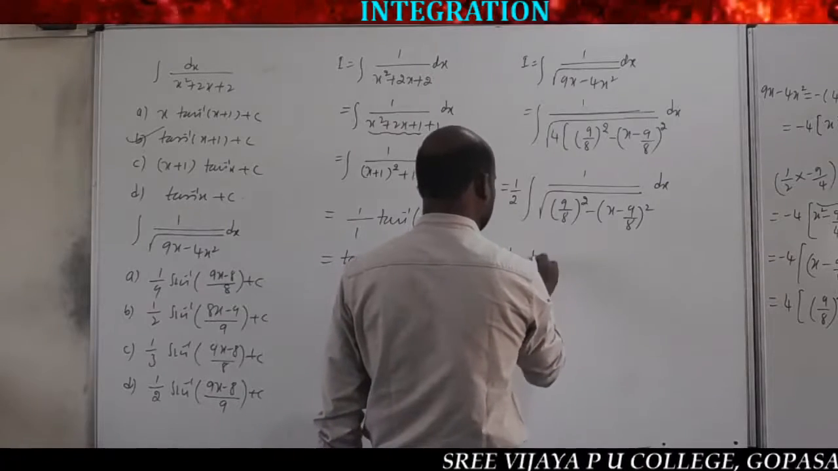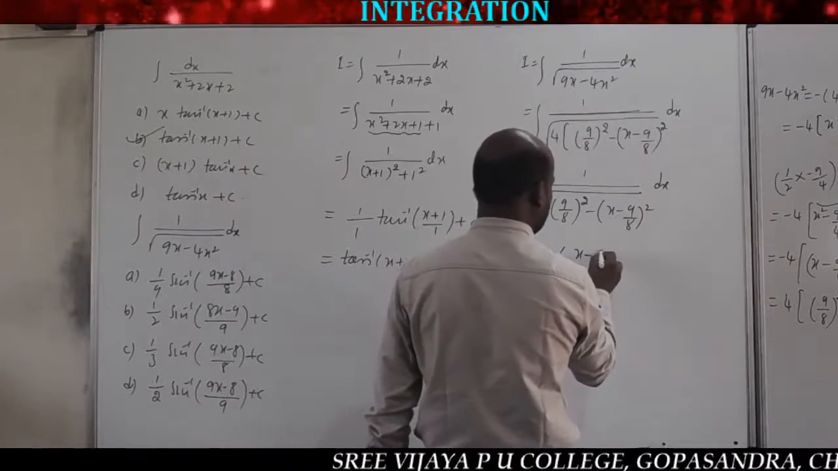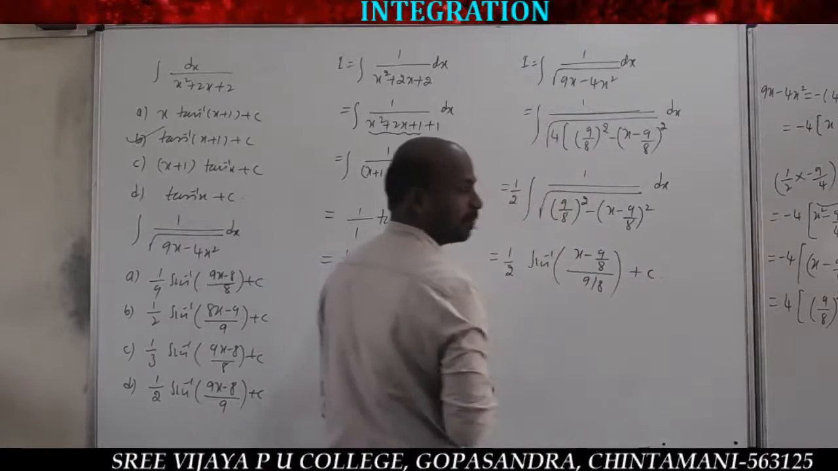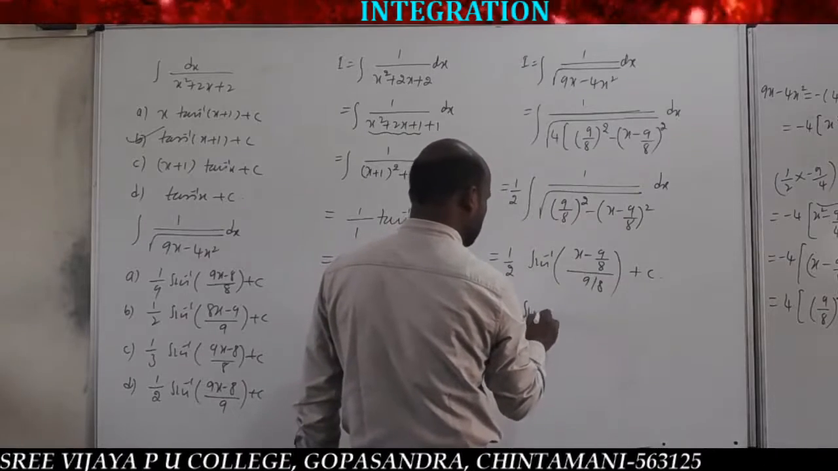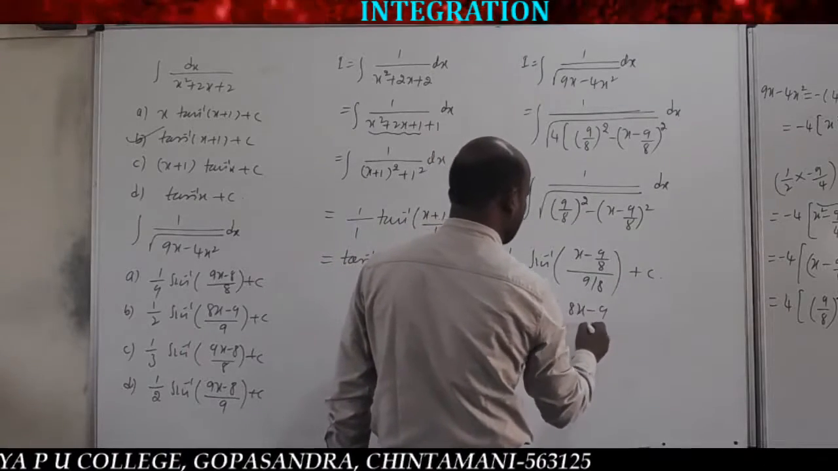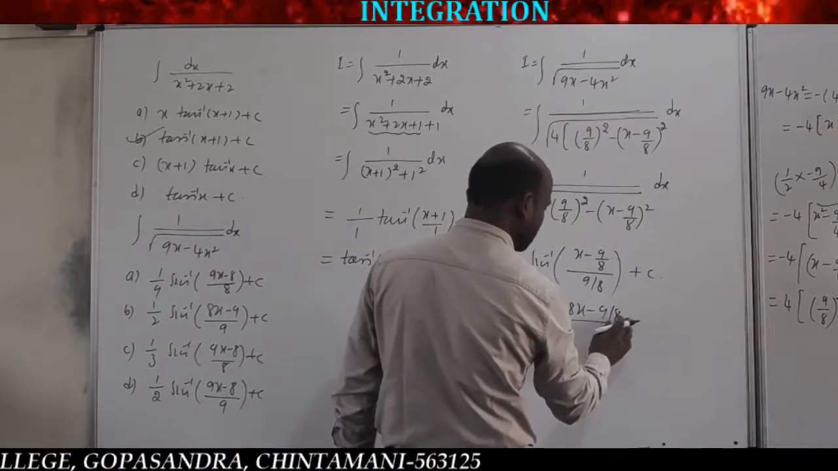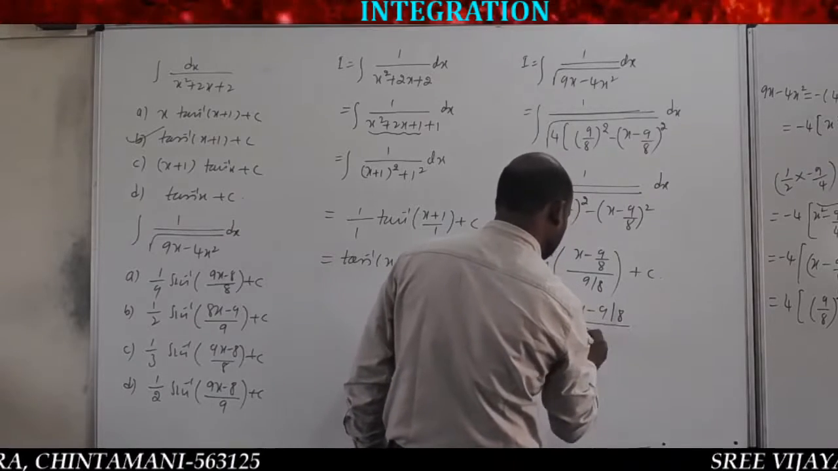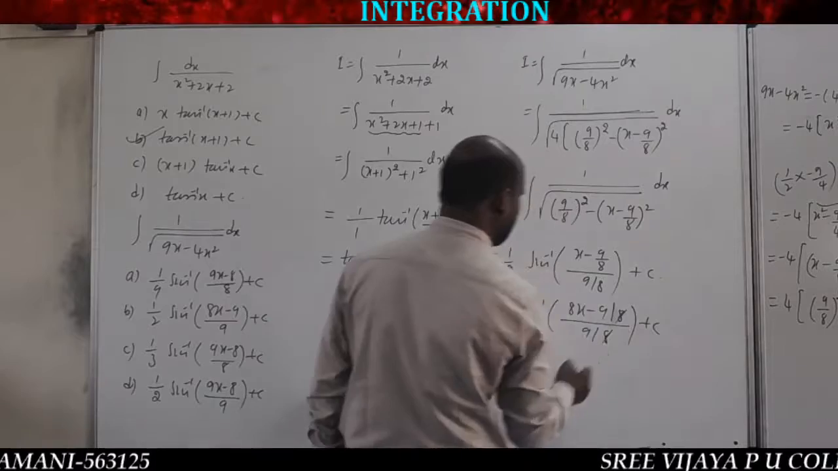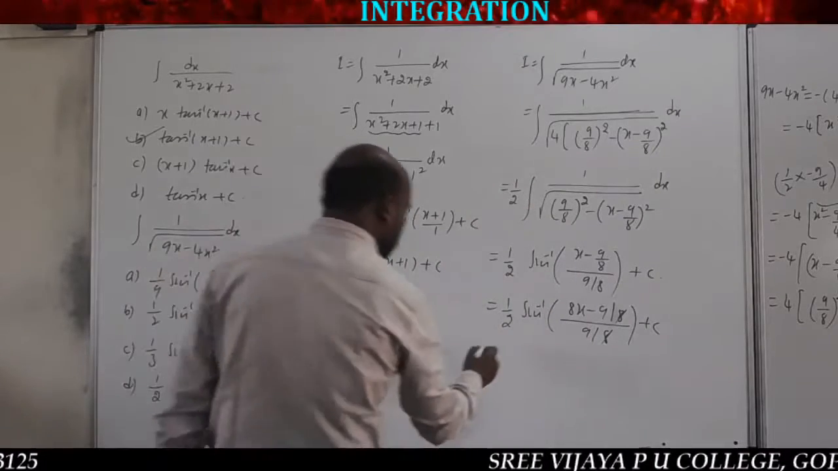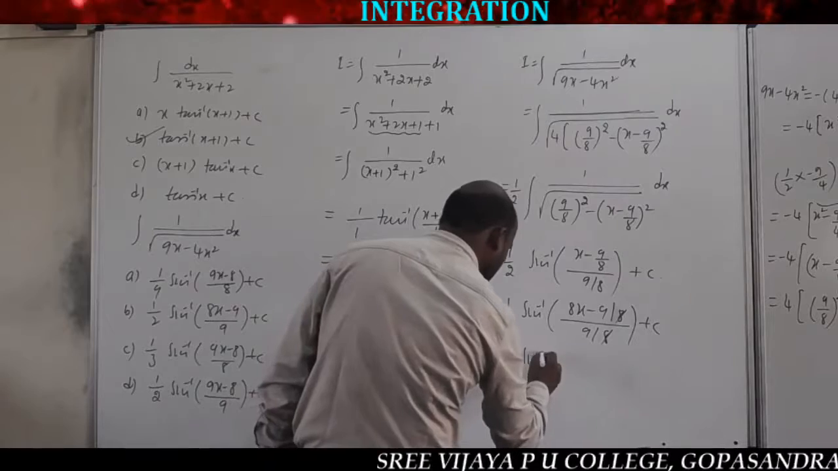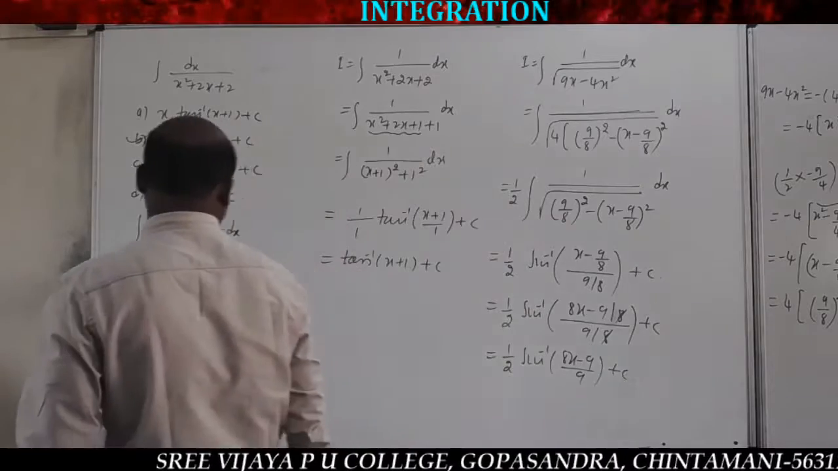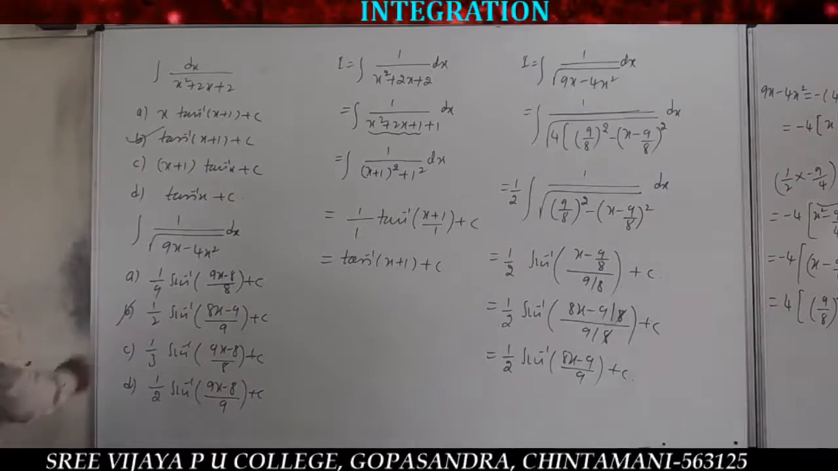This is 1 by 2 sine inverse of x by a, where x means x minus 9 by 8 and a is 9 by 8, plus c. So that is equal to 1 by 2 sine inverse of (8x minus 9 divided by 8) whole divided by 9 by 8, the 8 gets cancelled. So that is equal to 1 by 2 sine inverse of (8x minus 9) by 9 plus c.